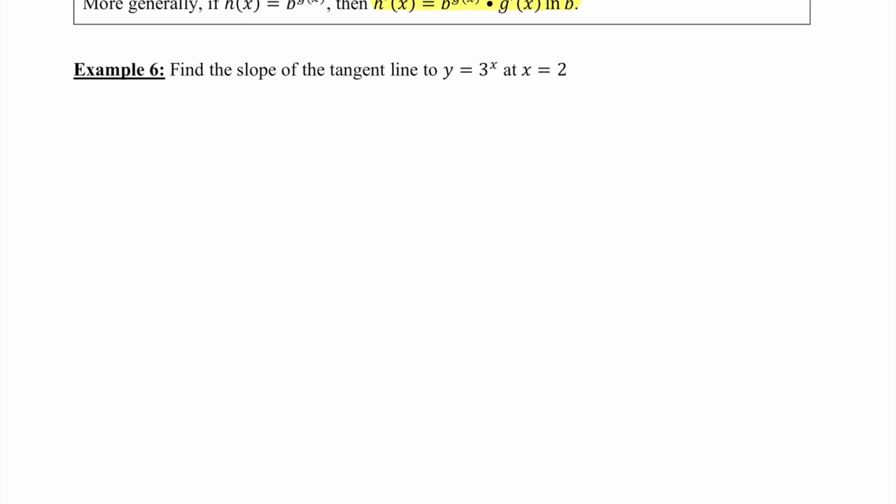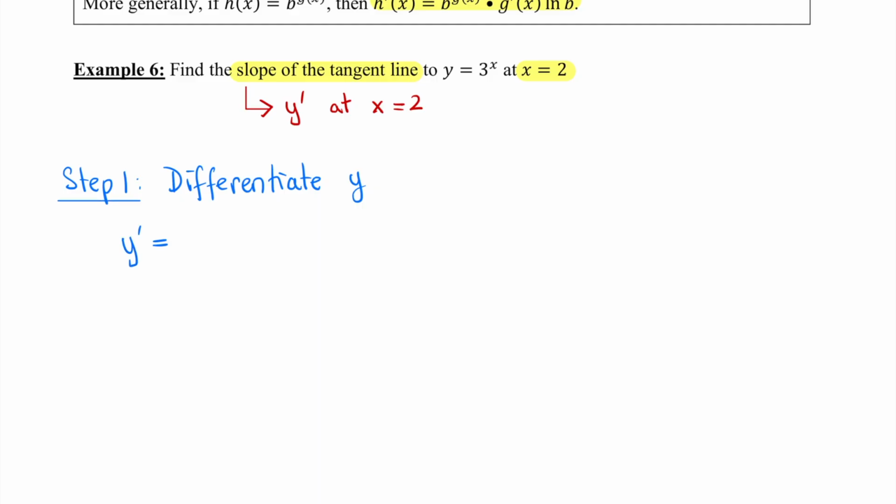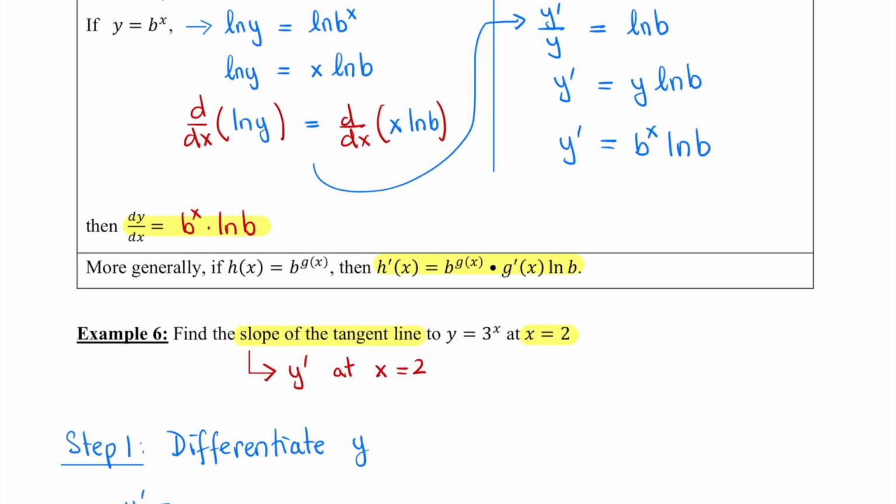Let's try example 6. Find the slope of the tangent line to y equals 3 to the x at x equals 2. So I want to find the slope of the tangent line at x equals 2. That means I want to evaluate y prime at x equals 2. So first, I need to find y prime. I have y equals 3 to the x.